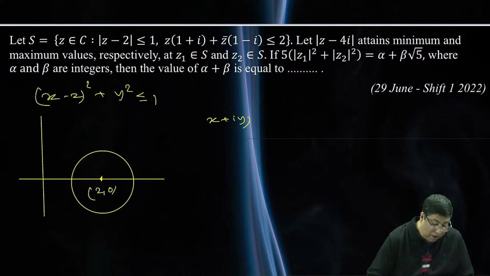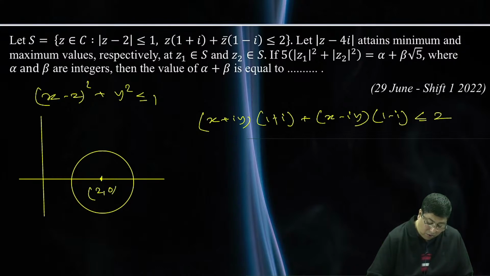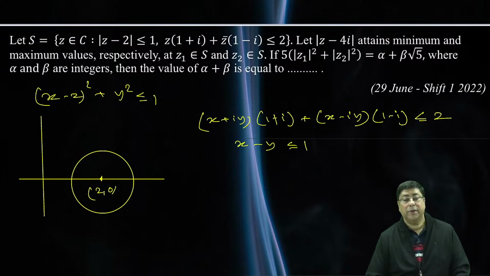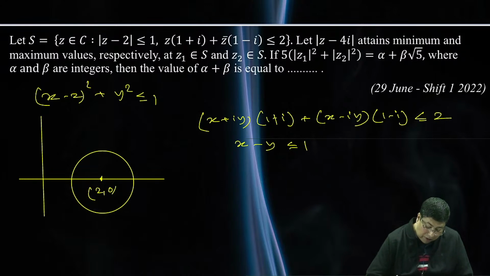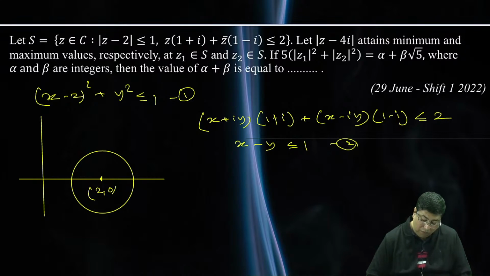Suppose (x + iy)(1 − i) + (x − iy)(1 + i) ≤ 2. If we calculate this, same as the previous case, what are we getting? The i portion cancels, and we get 2x − 2y ≤ 2, so x − y ≤ 1. This is suppose number 1 and this is suppose number 2. Now let us solve 1 and 2.